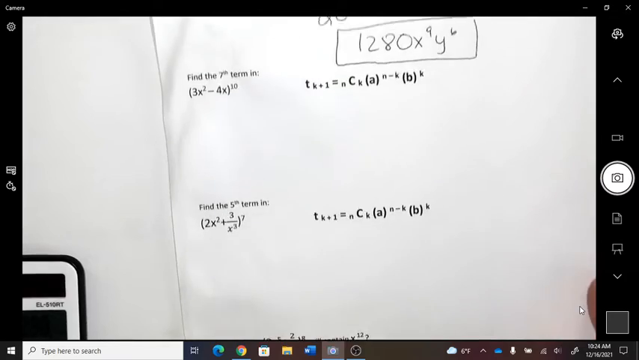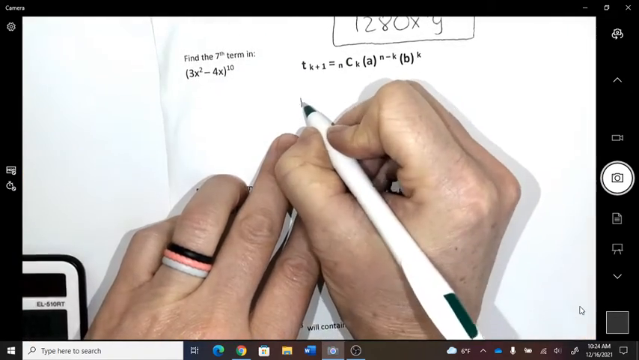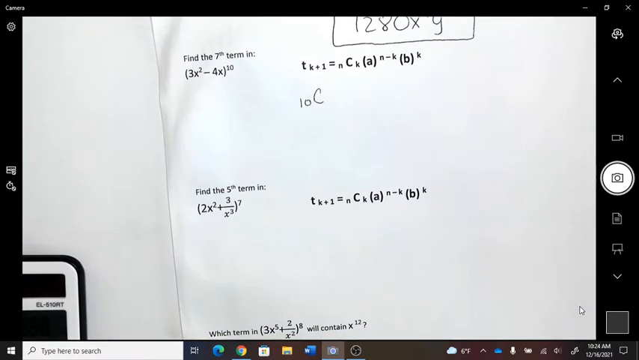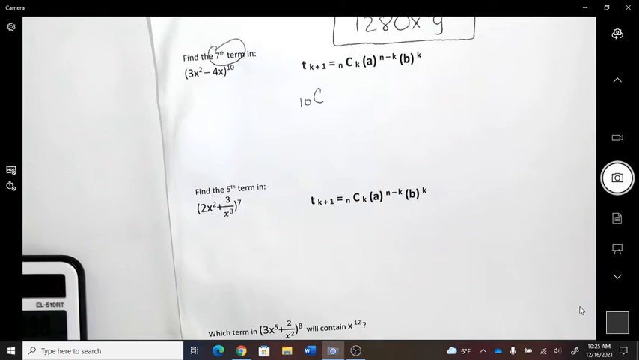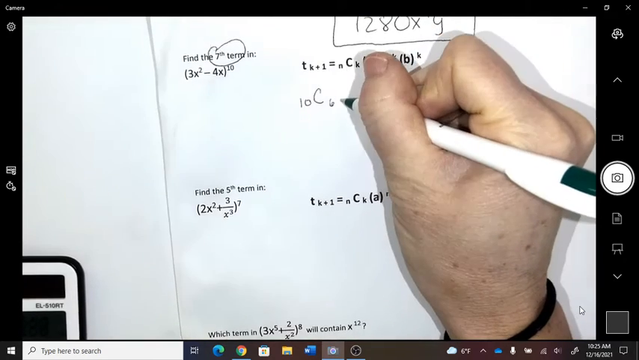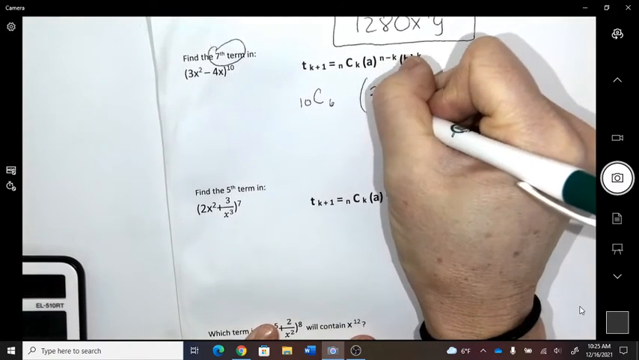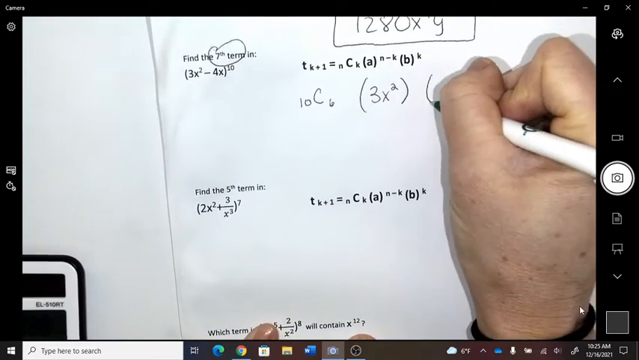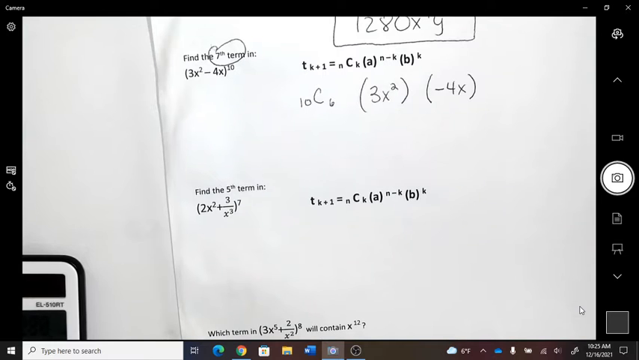Okay, find the 7th term. Okay, so 10 choose, because 10 was my exponent. So the exponent 10, choose what? If we're trying to find the 7th term, we're actually going to be choosing a 6. Okay, remember, because the process starts at 0, not 1. 3x squared, negative 4x. So negative this time in there.